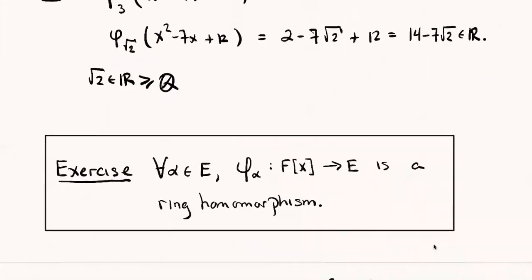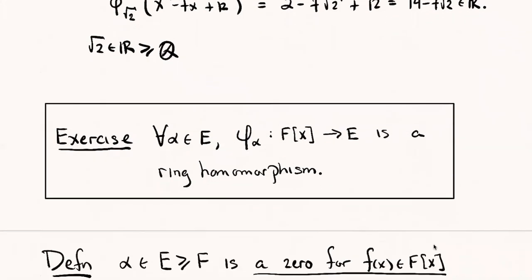Here's a little exercise I'm going to leave for you. I'm not going to prove it in this lecture. We can talk about it in class if you want to. But for every alpha in E, phi sub alpha is a ring homomorphism. It's designed to be by the way we multiply and add polynomials. But I'm going to leave that as an exercise to you, that this map, phi sub alpha, is a ring homomorphism. So you can call it the evaluation homomorphism if you want to. It plays a very important role in what we're about to do.